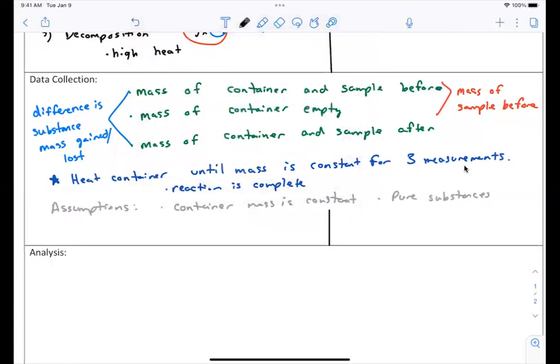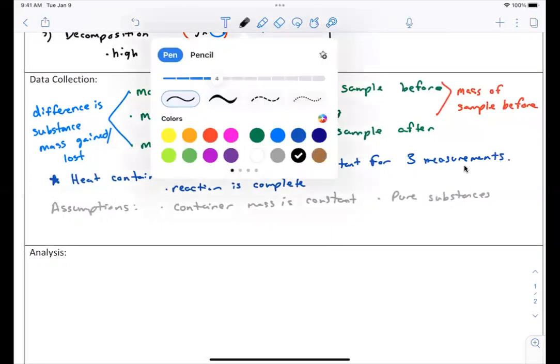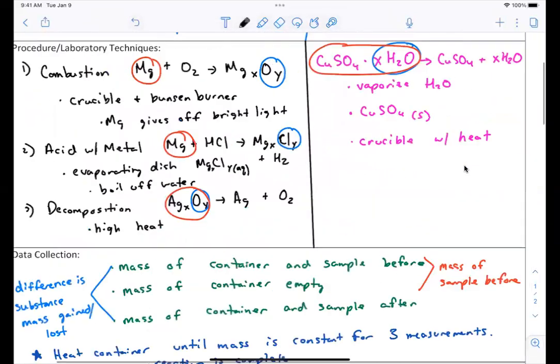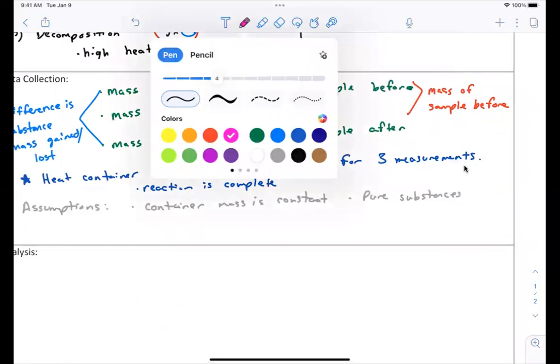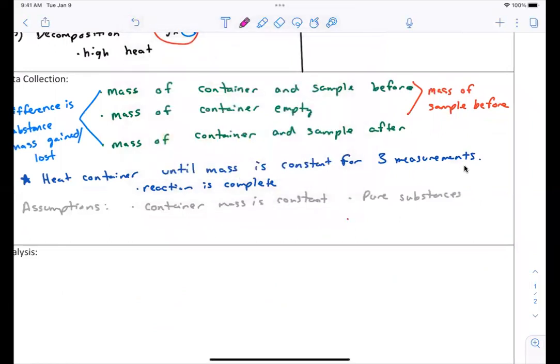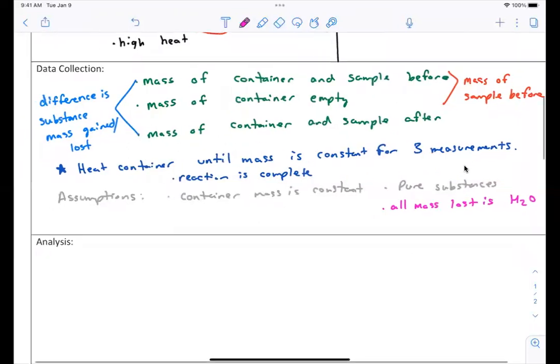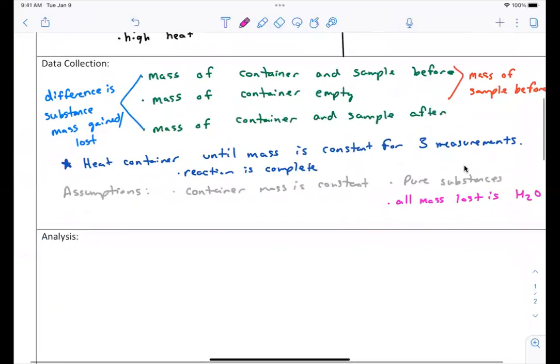Actually, ignore that line. We're also assuming, over here on the right, that all mass lost is only water. And over here, we're assuming that reactions go to completion.